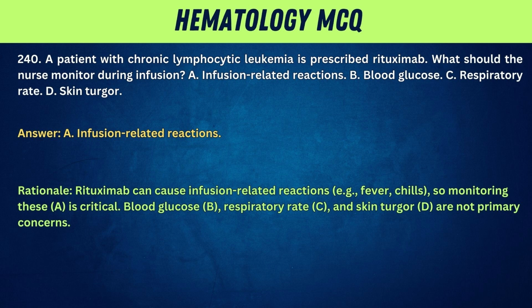240. A patient with chronic lymphocytic leukemia is prescribed rituximab. What should the nurse monitor during infusion? A. Infusion-related reactions. B. Blood glucose. C. Respiratory rate. D. Skin turgor. Answer: A. Infusion-related reactions. Rationale: rituximab can cause infusion-related reactions, e.g., fever, chills, so monitoring these, A, is critical. Blood glucose, B, respiratory rate, C, and skin turgor, D, are not primary concerns.